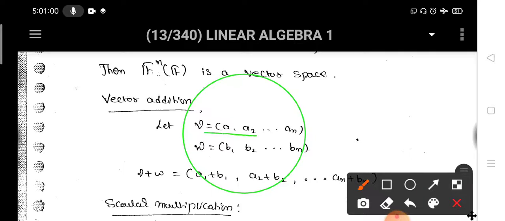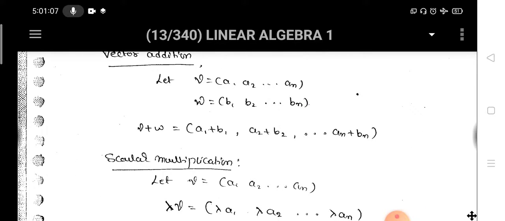So if I take these two vectors v and w, and if I take their sum, then their sum will be equal to this, because whenever we add two tuples, what we are actually doing is adding the corresponding entries. So we can add a1 to b1, a2 to b2, and so on, an to bn. So v plus w will look like this.